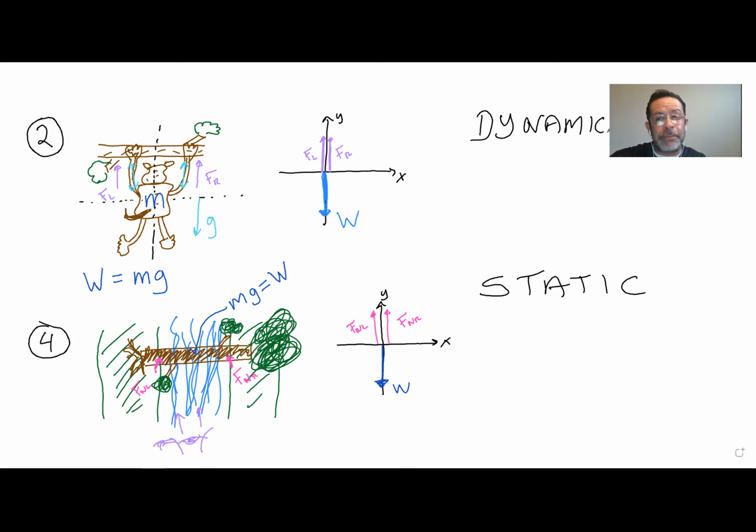Now let's go a little bit deeper into this. Again, one is static, one is dynamic. In the static, nothing is moving. In the dynamic, we have movement. The two free body diagrams look the same. What's going to be the difference then between the two situations? Now, mathematically.